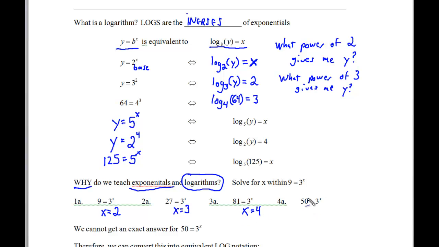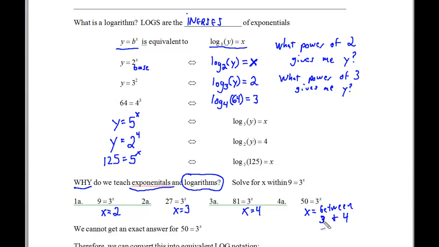3 to the what power is 50? Oh no, 3 doesn't actually make 50 evenly through exponential functions, but we know it's between 3 and 4. So this gives me a problem right here. So x is going to be between 3 and 4, but we don't really know when exactly it is between 3 and 4.